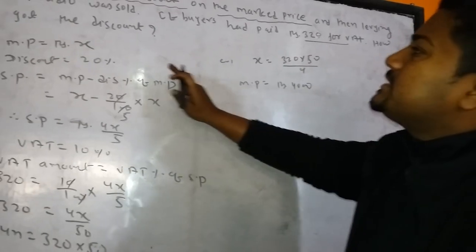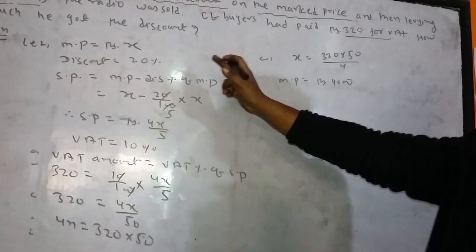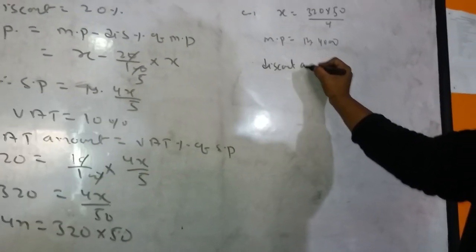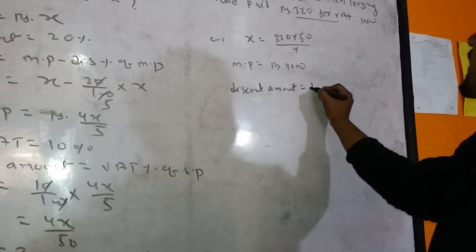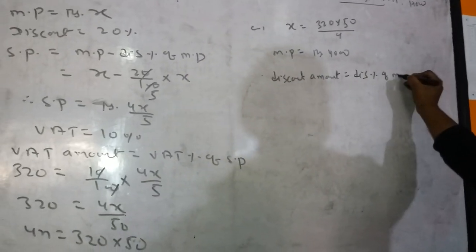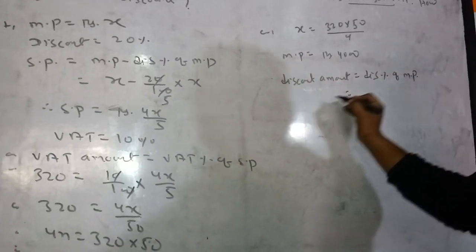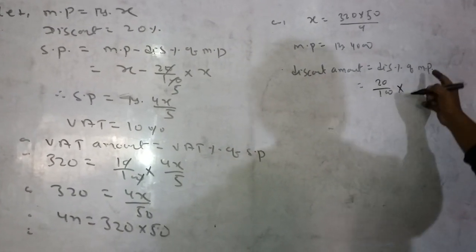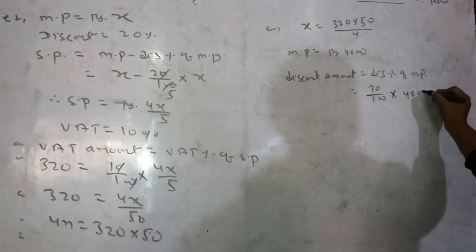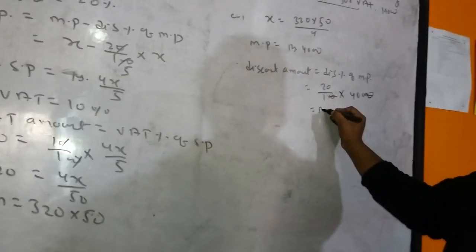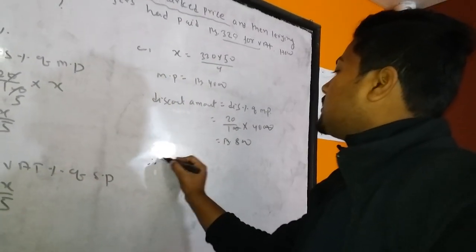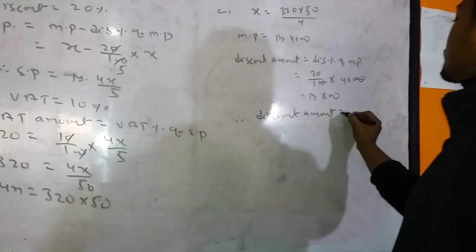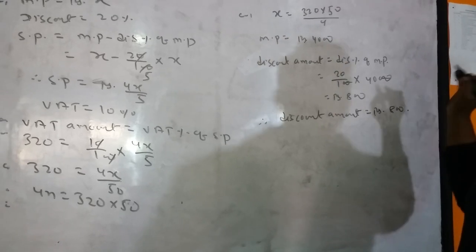Yeah. So now the question is asking the discount amount. How much discount did he get means discount amount. Discount amount is discount percentage of MP. Discount percentage is 20 upon 100 and MP value is what given? 4000. Cancel. What will come? 800. Yeah, 800. Therefore, discount amount is equal to rupees 800.